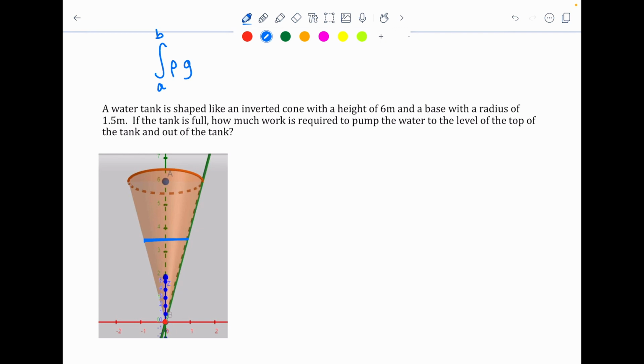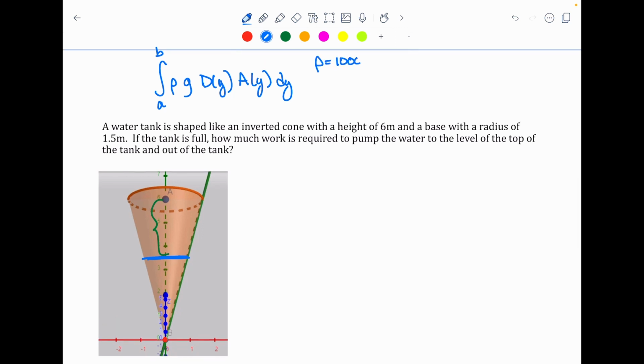Gravity is constantly working against us when we try and push something or pump something up vertically. Gravity is pushing down on us. We also need a distance function, and that's going to be the height we have to pump every slice of water up to. And then the last thing we're going to need is an area function. And that's going to be how big of an area that slice is. We know density of water is 1,000. We know gravity is 9.8. So we need to figure out our distance and our area functions.